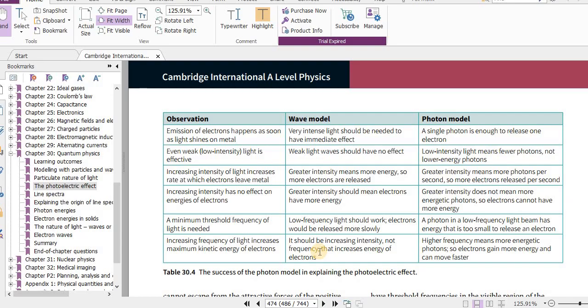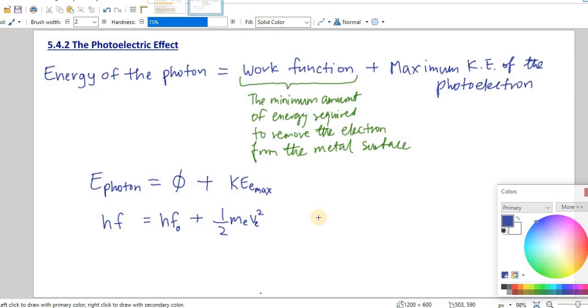Instead, it causes the same number of photoelectrons but with a higher speed. If it's the wave model, what should happen is it should increase intensity, not frequency, and that increases the energy of electrons. In the photon model, higher frequency means more energetic photons, so electrons gain more energy and can move faster. So this table is quite important. Especially, this is from the Cambridge book, so the Cambridge students should study this table. Okay, now we'll go back to this lesson.